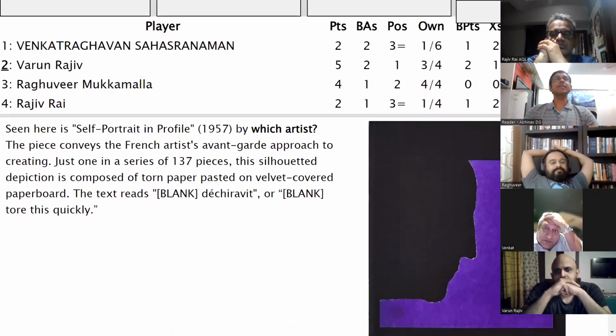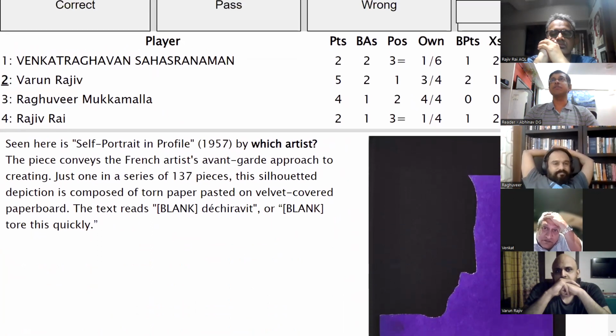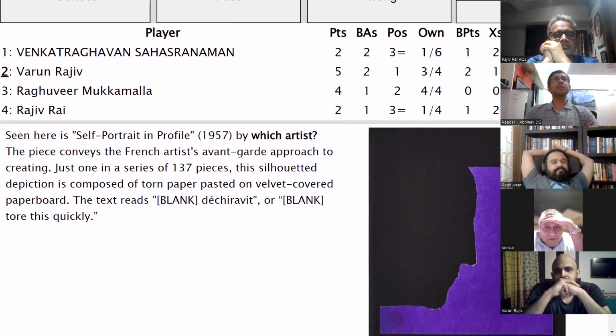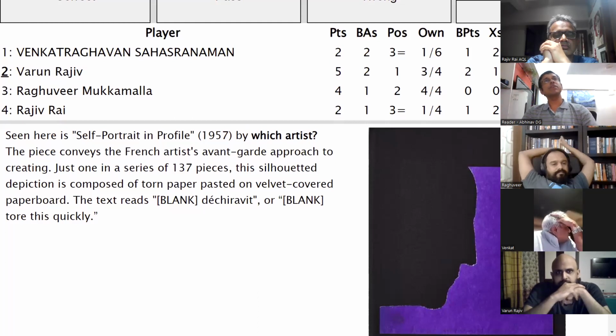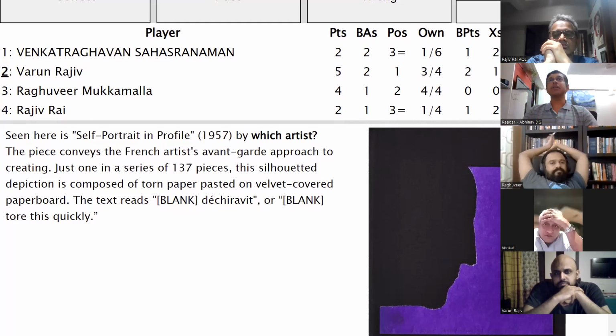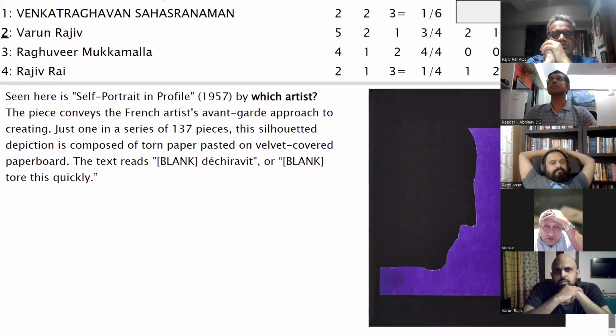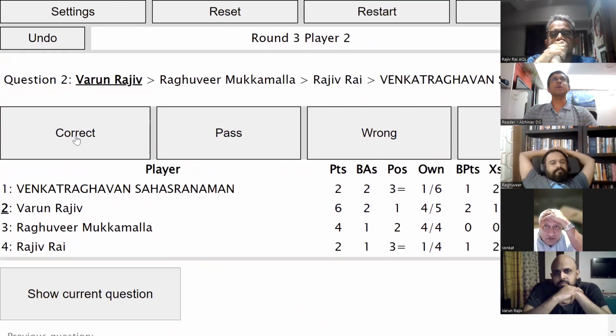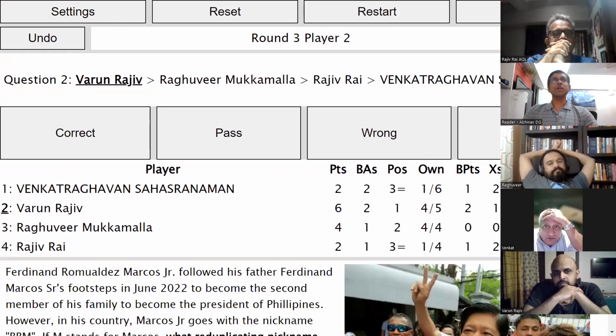Varun, seen here is Self-Portrait in Profile, 57, by which artist? The piece conveys the French artist's avant-garde approach to creating just one in a series of 137 pieces. This silhouetted depiction is composed of torn paper pasted on velvet-covered paperboard. The text reads the name of the artist. Marcel Duchamp is correct. I think this inspired one of the Bob Dylan album covers as well. Yeah. Okay, Varun, your next one.